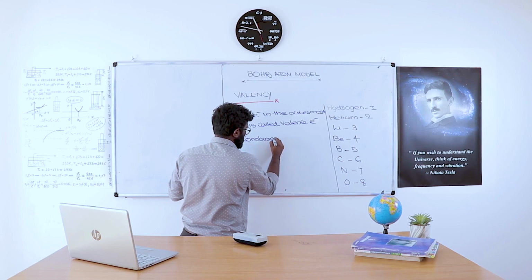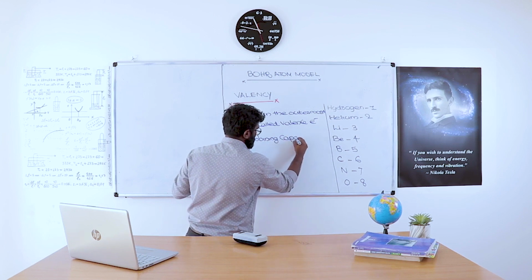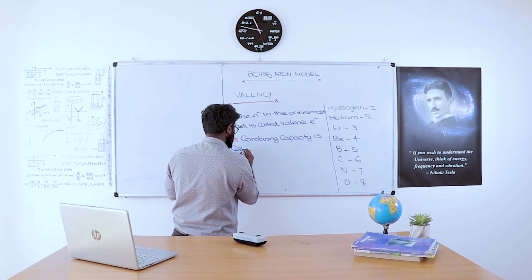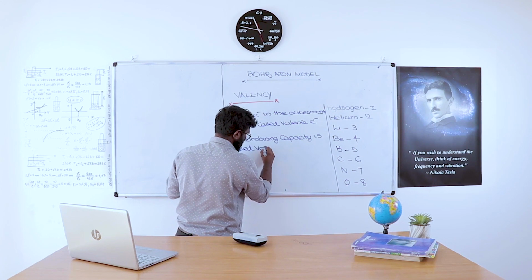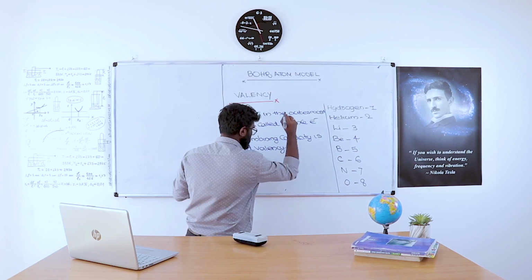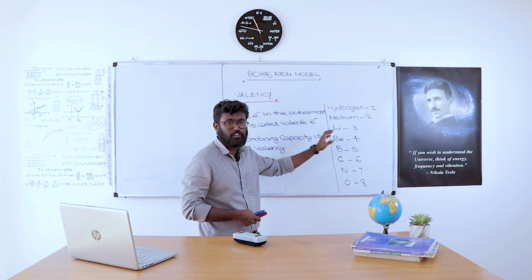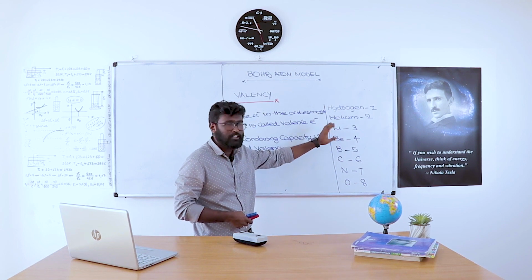Combining capacity is called valency. Combining capacity is called valence. So from these examples, we can draw a conclusion regarding the valence.